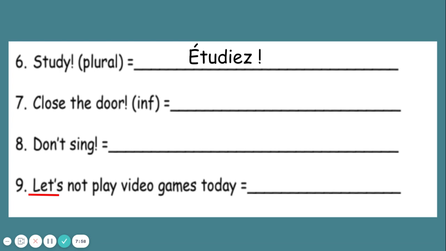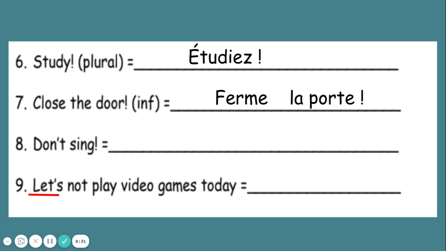Close the door. I'm going to be saying it. I think I say it to my kids all the time. Close the door. So you is tu. The verb to close is one of your er verbs. Fermer. You take off the er, you add es. And then the door, la porte. Tu fermes la porte. You are closing the door. Make it a command. Tu and an er verb is an exception. Take away the s. Take away tu. Ferme la porte.